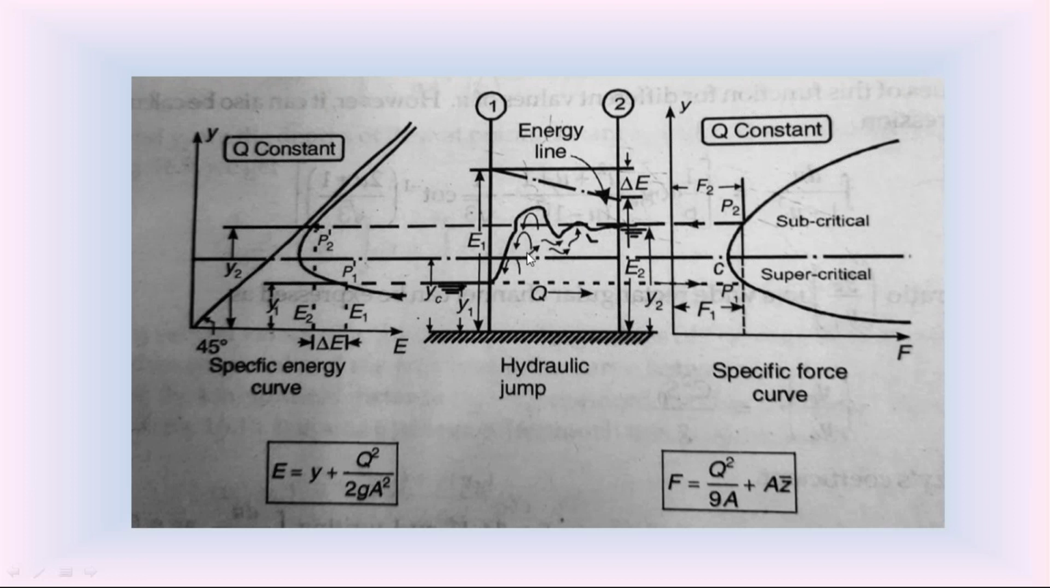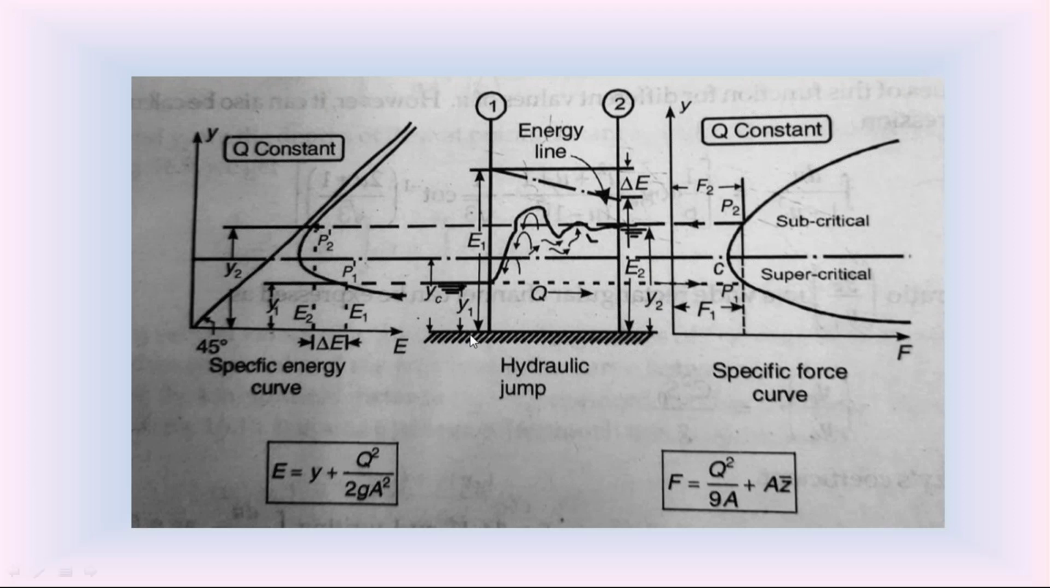So in this hydraulic jump, the first one is y1, the depth before the hydraulic jump, supercritical condition. The second one is at section 2 after the hydraulic jump, the depth of flow y2, subcritical condition. We know that at point C, the depth of flow is the critical depth yc. Check this depth of flow y2. The depth of flow y2 is more than the critical depth yc. Since y2 is more than the critical depth yc, we call this subcritical condition.